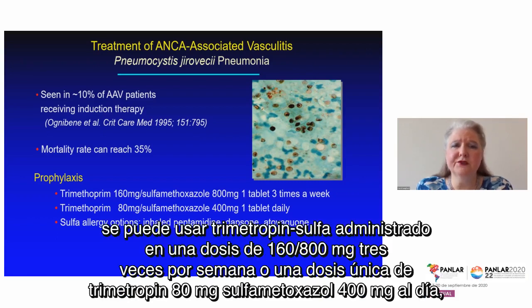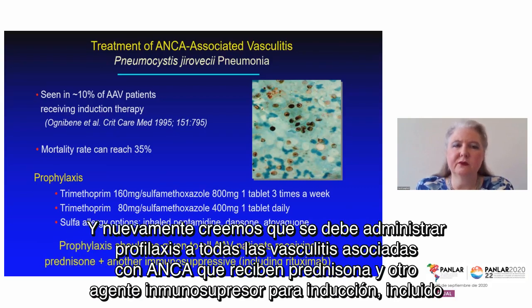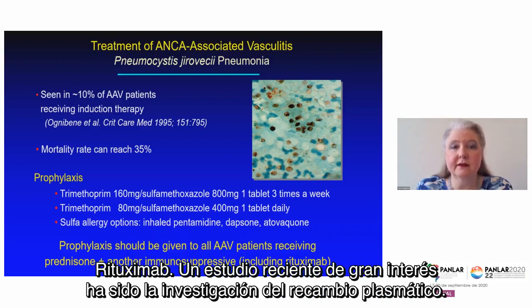For prophylaxis, trimethoprim sulfa, given either at a dose of 160 800 milligrams 3 times a week, or a single strength trimethoprim 80 milligrams, sulfamethoxazole 400 milligrams daily can be used. And for those patients who are sulfa-allergic, options include inhaled pentamidine, dapsone, or atovaquone. And again, we do feel that prophylaxis should be given to all ANCA-associated vasculitis receiving prednisone and another immunosuppressive agent for induction, including rituximab.